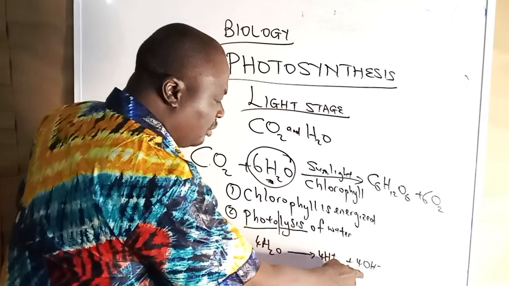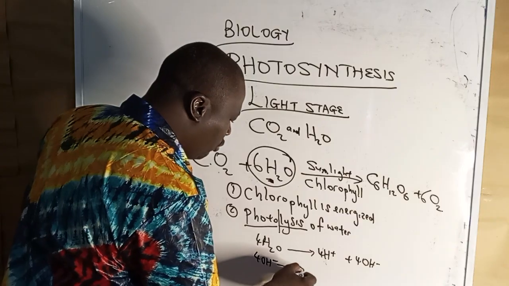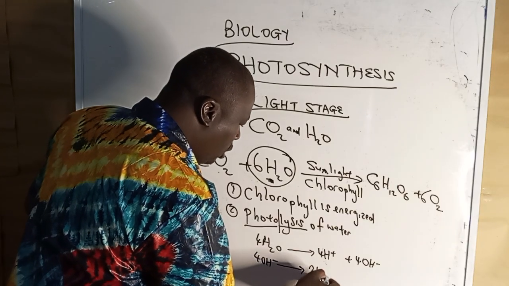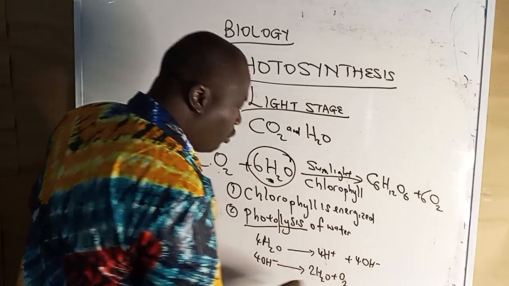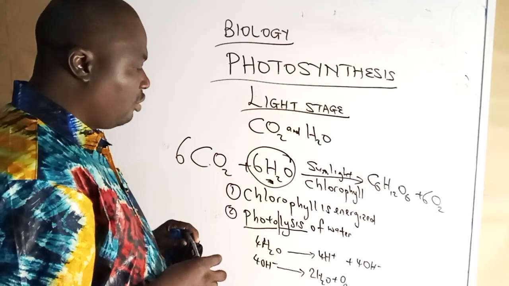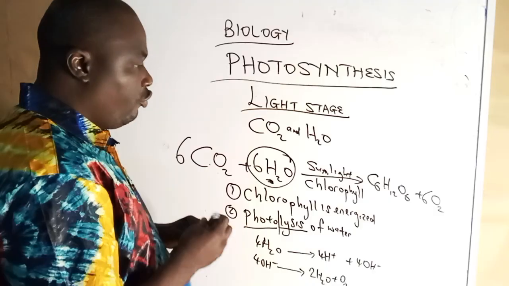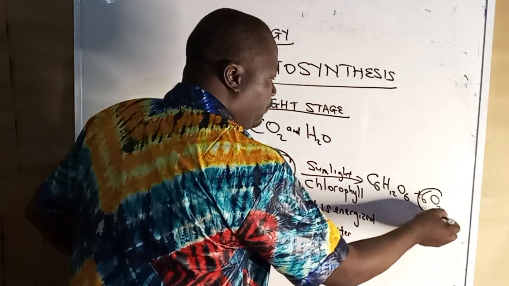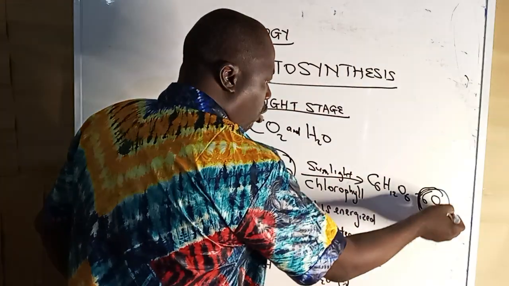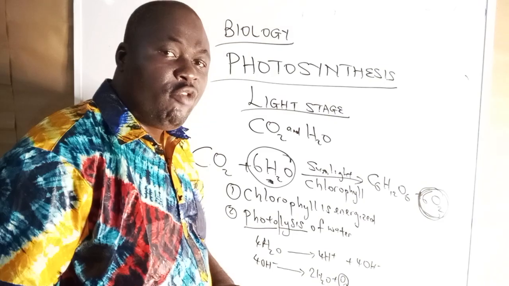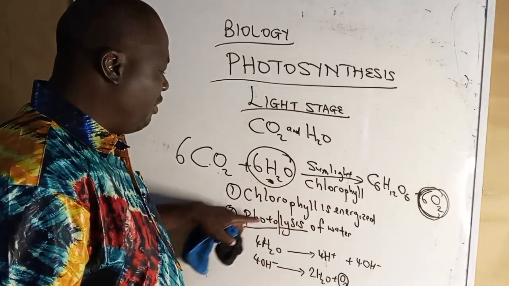The hydroxide ion will come and recombine to give you water plus oxygen. This oxygen is given off as a byproduct. So the oxygen given off as a byproduct comes from water. This oxygen here will be given off as a byproduct. It comes from water. So the oxygen given off during photosynthesis actually comes from water, through the splitting of water molecules by the energized chlorophyll.